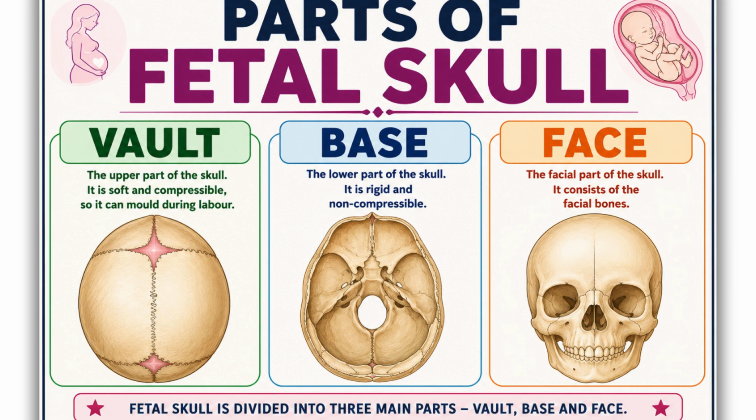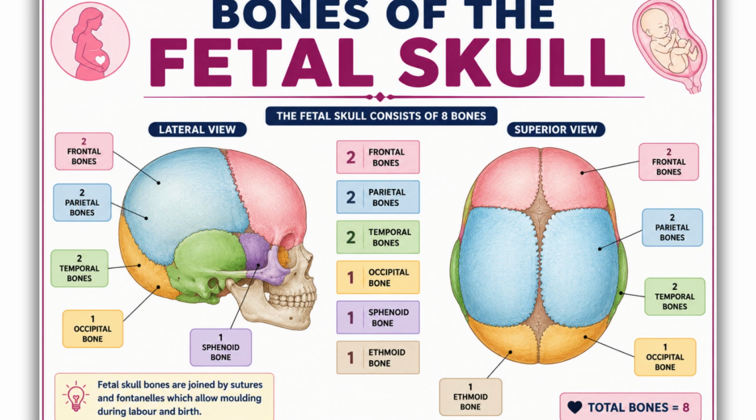Next, let's learn about the bones of the fetal skull. The fetal skull consists of two frontal bones, two parietal bones, two temporal bones, one occipital bone, one sphenoid bone, one ethmoid bone. Among these, the parietal and occipital bones are especially important in obstetrics because they help identify the position of the fetal head during labor.